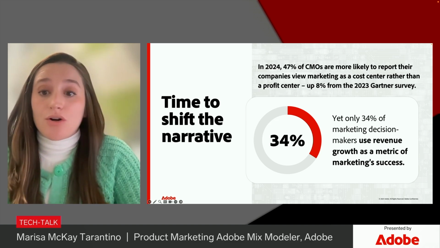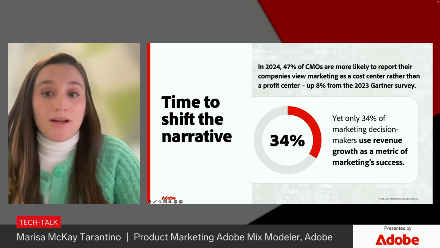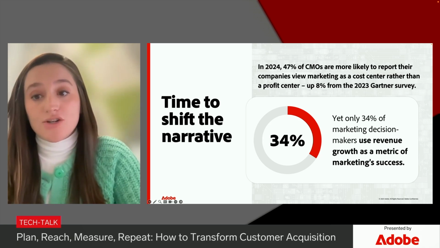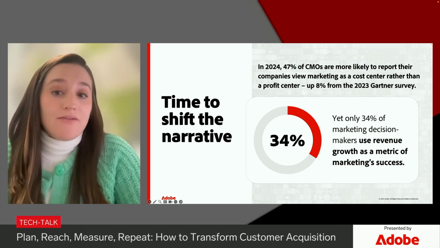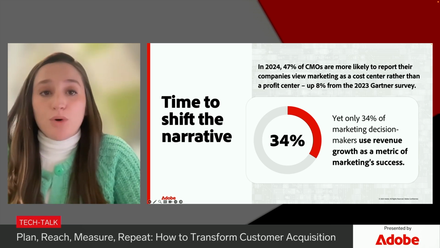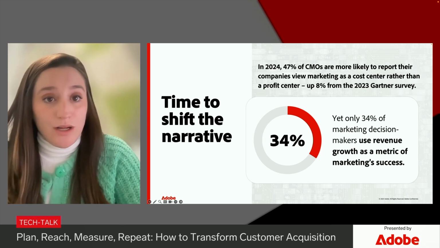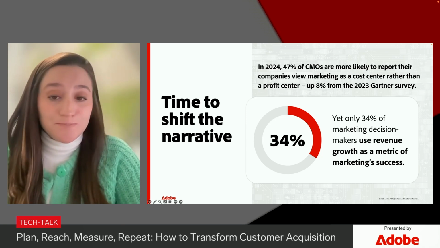According to this year's Gartner Insights from the CMO Spend Survey, more CMOs are reporting that internally at their organizations, there's more likely to be a perception of marketing being viewed as a cost center versus a profit center to the organization. That's up about 8% from 2023, so certainly a rising trend.